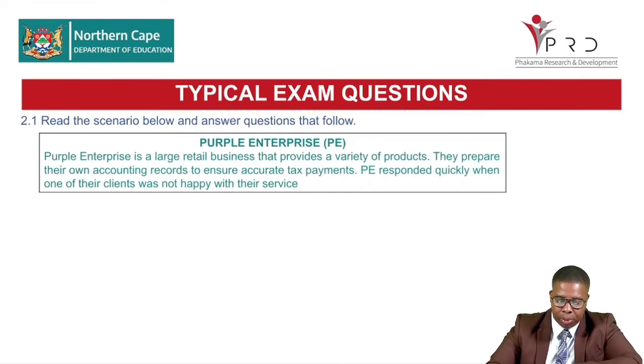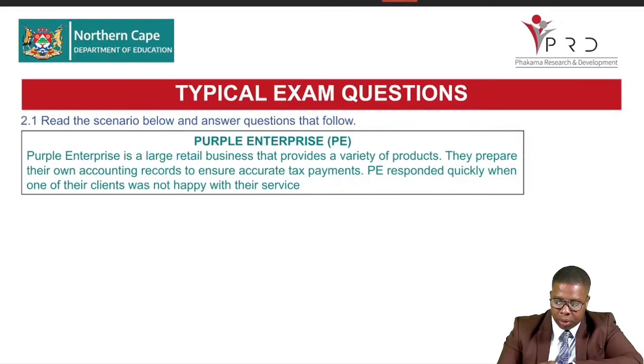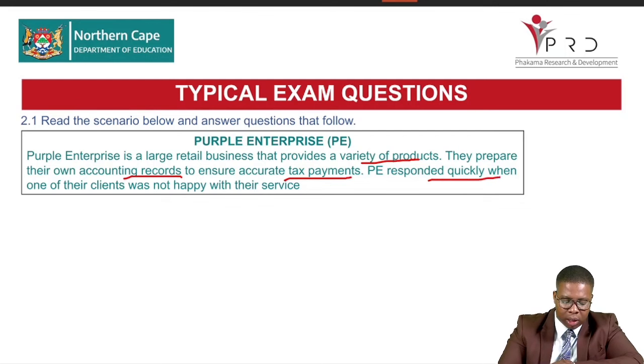And then as we proceed, we look into reading the scenario again and answering the questions that follow. Here we look into Purple Enterprise. Purple Enterprise is a large retail business that provides, let's be clear, a variety of products. They prepare their own accounting records to ensure accurate tax payments, and Purple Enterprise responds quickly when one of their clients is not happy with the services.